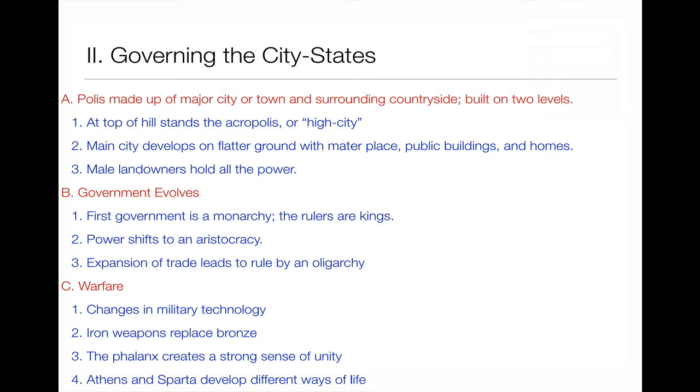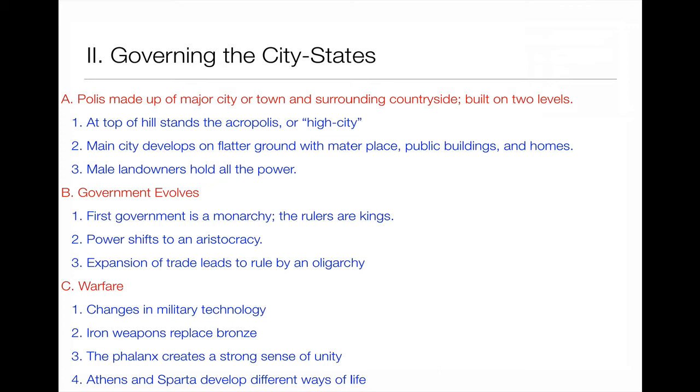But because of the expansion of trade and more people trading, you start to see that it's not just this small select few that are going to be ruling in terms of the aristocracy, but it's going to be a larger group known as an oligarchy, which is ruled by a few. So even though they're kind of similar, they're a little bit different, and we'll dive deeper into that in class.